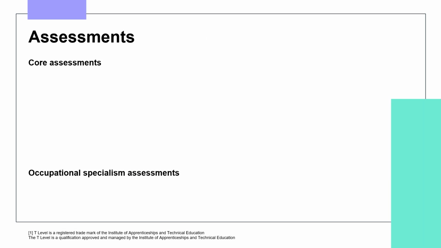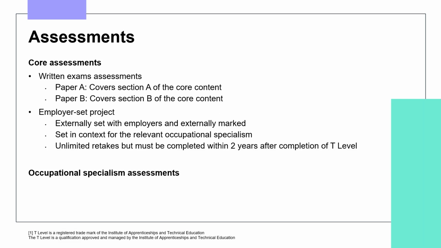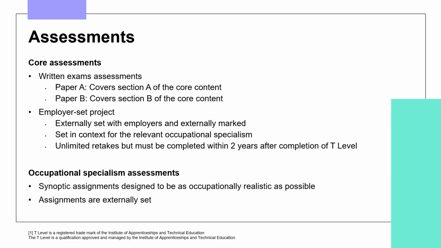The T-Level assessments can be broken down into the core assessment and the occupational specialism assessments. The core assessments consist of 2 written exam papers covering the core content in Section A and Section B, and an externally set skills assessment called an employer set project. So called as the tasks had input from employers to make them as realistic as possible. The occupational specialism is assessed in Year 2 with externally set synoptic assignments, which are also designed to be as occupationally realistic as possible.